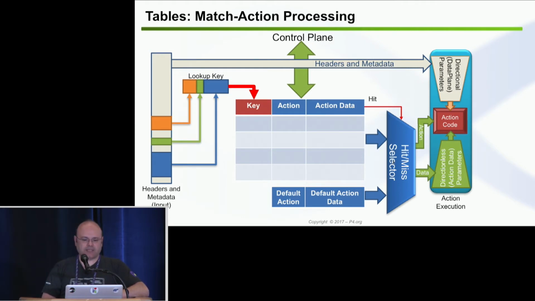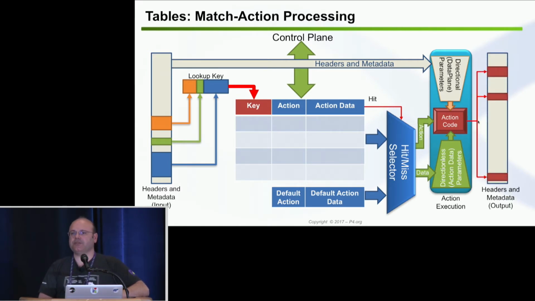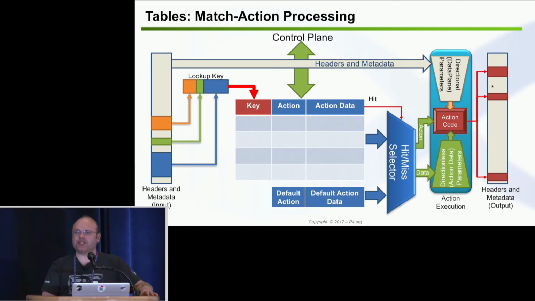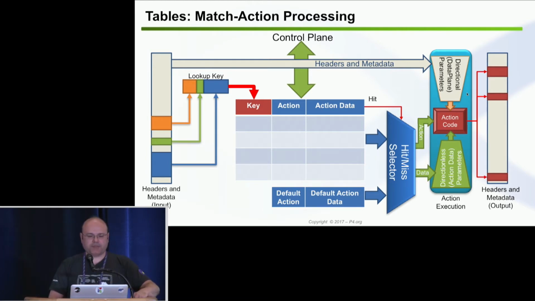And so that little action code will execute, use two types of the parameters, and then put them back into your metadata or your headers or any other intermediate results. So that's how tables are defined in P4. That's how they work. What we will see later on is that there is a special syntax when we define actions, which allows us to differentiate between parameters that come from the control plane versus the parameters that came from the data plane. And that's where we'll talk about the direction of the parameters.